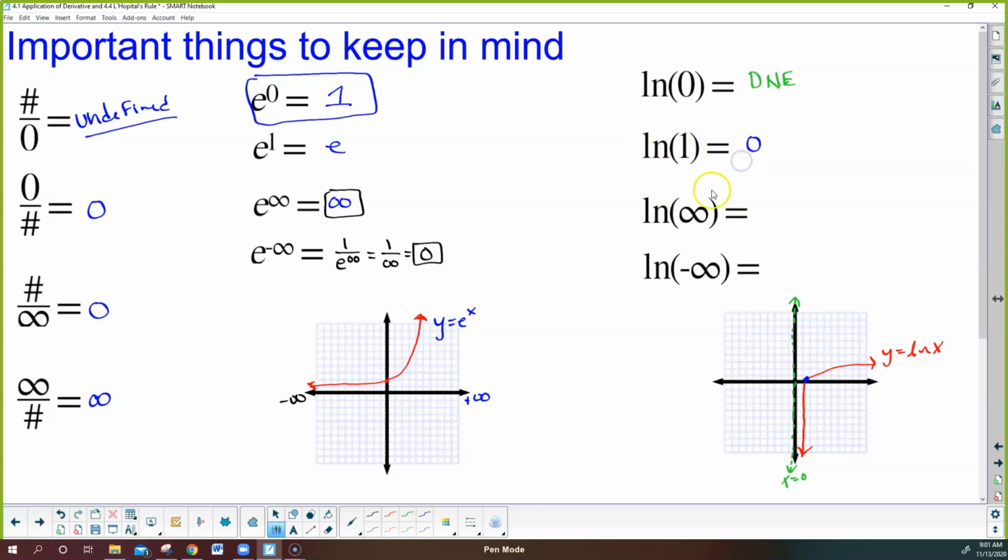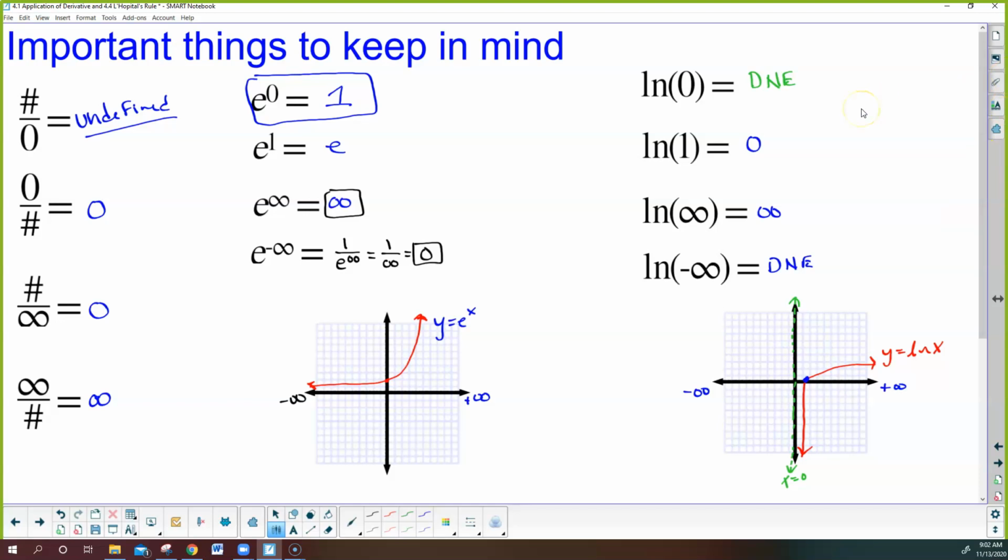is equal to 0. All right, and then what happens as I go to the far, far right on this graph? So as I approach positive infinity from the right, this graph is going to keep on going up. And then what about e to the negative infinity? What is that equal to? Well, this does not exist because if I look over here, as I go to the far, far left, the graph isn't even possible. So that does not exist.